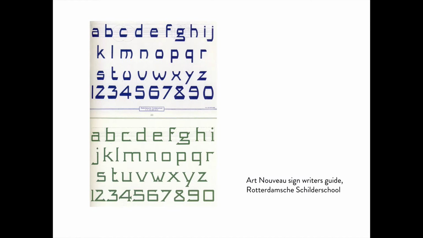This was an Art Nouveau signwriter's guide that was made by the Rotterdam Schilder School. They created alphabets to be copied by hand sign painters circa 1900. Inspect the ways that the designers approached the X height and stylized strokes and serifs. We see that the strokes are angular, and we can see that the obvious X height is right about here.